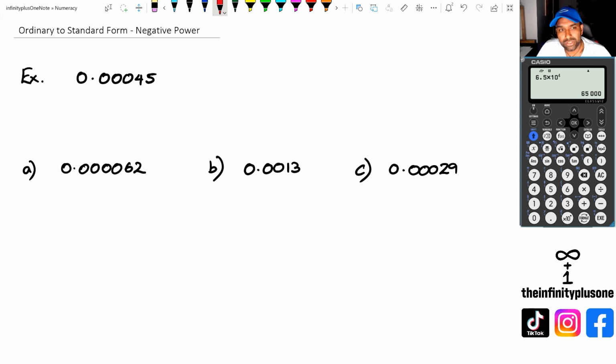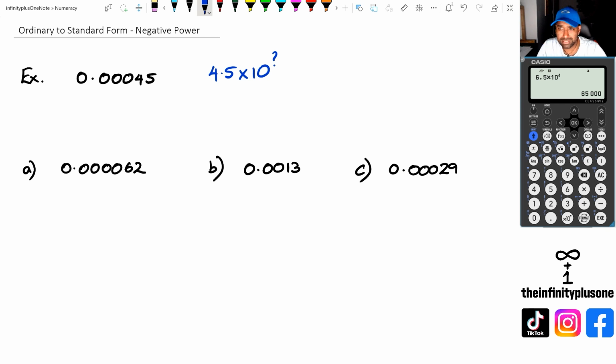This particular number is a very tiny decimal, and we want to write it so that we don't have to write a whole bunch of zeros all the time. So we want to write this in standard form. We've got 0.0045, so we're going to write this as 4.5 times 10 to the power of something.